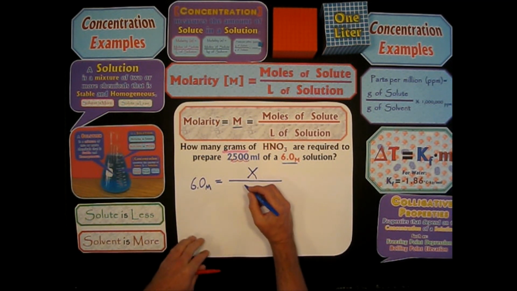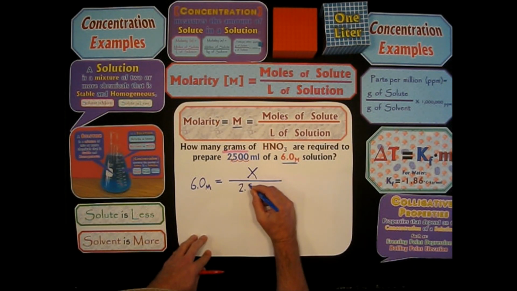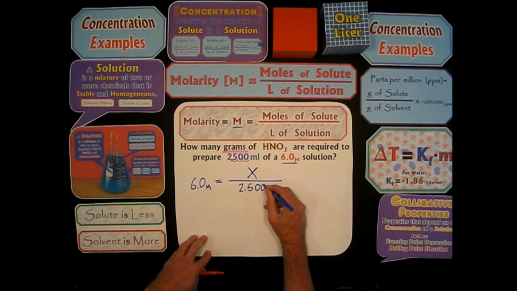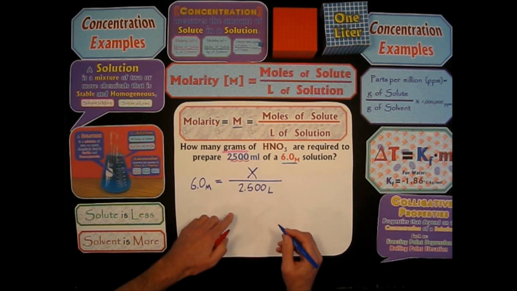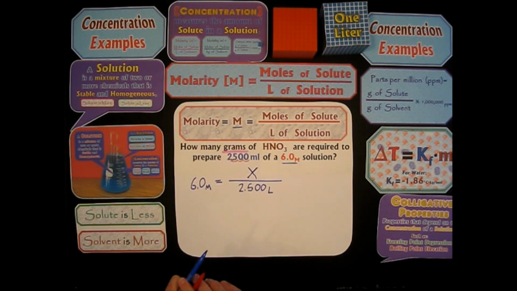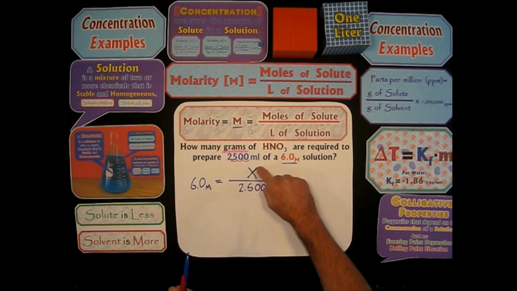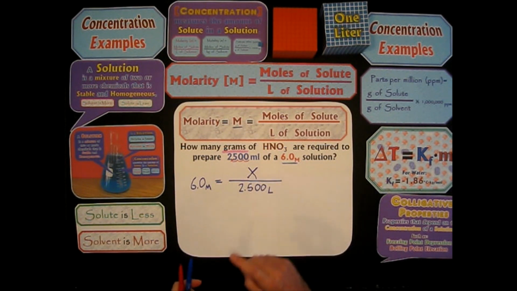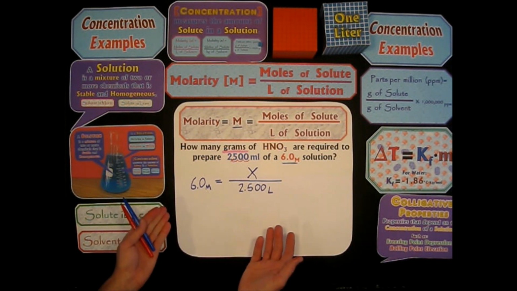So let's just do that. That would give me 2.500 liters, and that's what I need. It needs to be in liters. But now we have to solve for that X. We need to figure out what that is. Well, what's the best way to solve things?